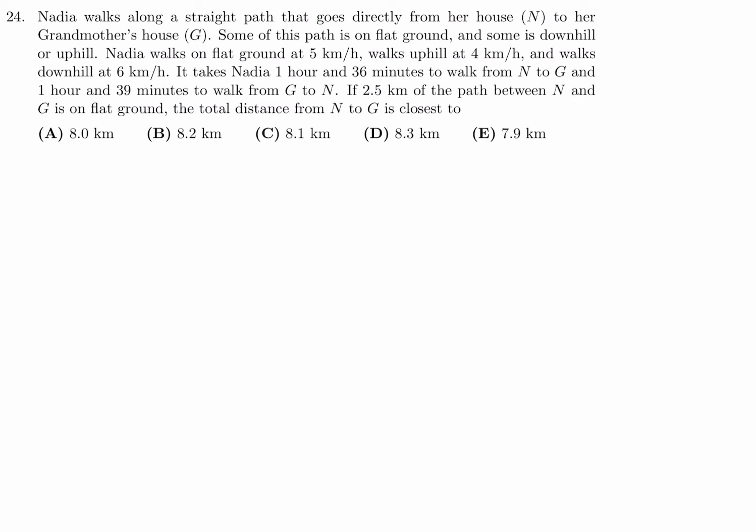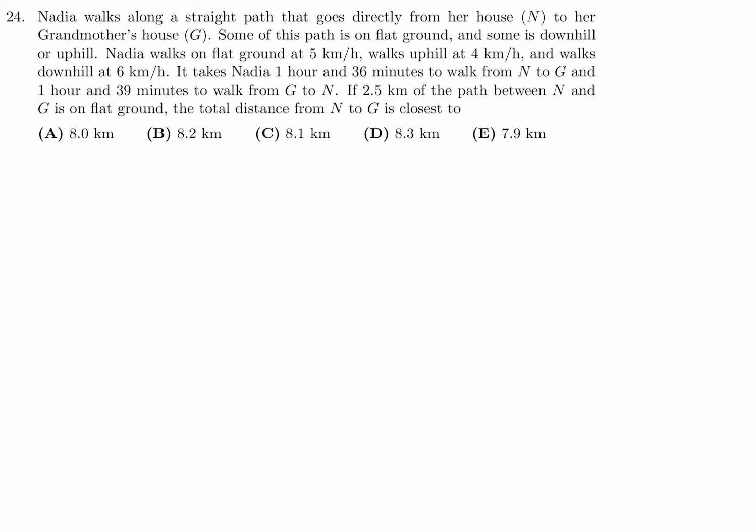Nadia walks along a straight path that goes directly from her house to her grandmother's house. Some of this path is on flat ground and some is downhill or uphill. Nadia walks on flat ground at 5 kilometers an hour, walks uphill at 4 kilometers an hour, and walks downhill at 6 kilometers an hour.